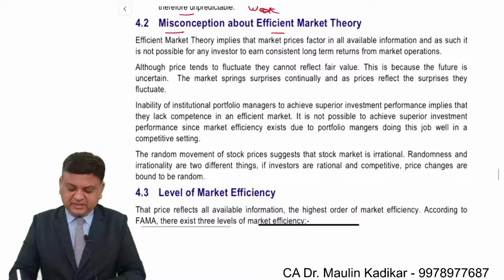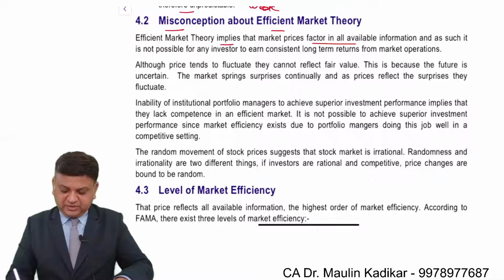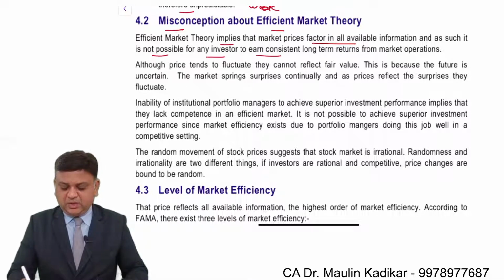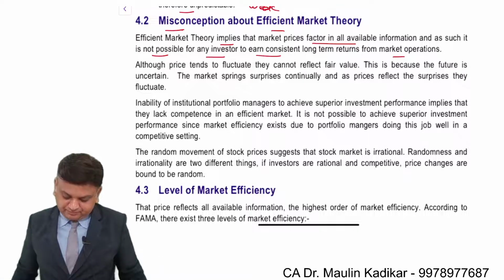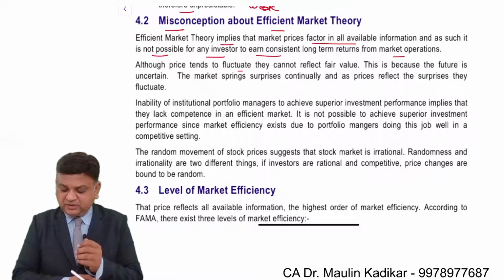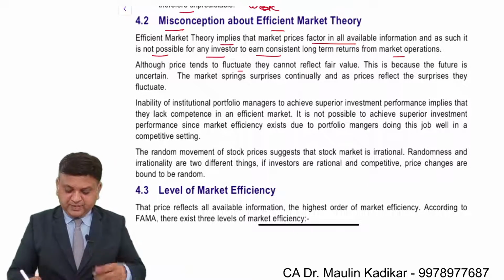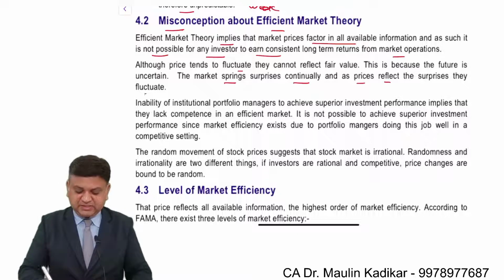Misconception about the efficient market theory. Efficient market theory implies that the market price factors in all the available information, and as such it is not possible for any investor to earn consistent long-term returns from stock operations. Although the prices tend to fluctuate, they cannot reflect their fair value. This is because the future is uncertain. The market springs surprises continuously, and as a result prices reflect the surprises that they fluctuate.